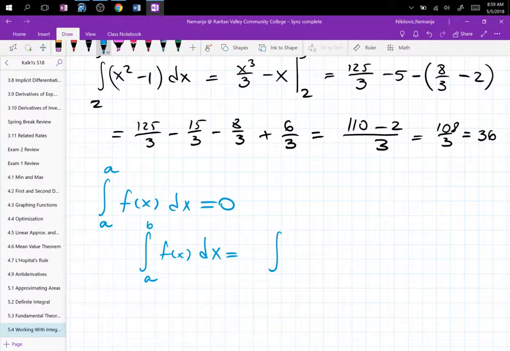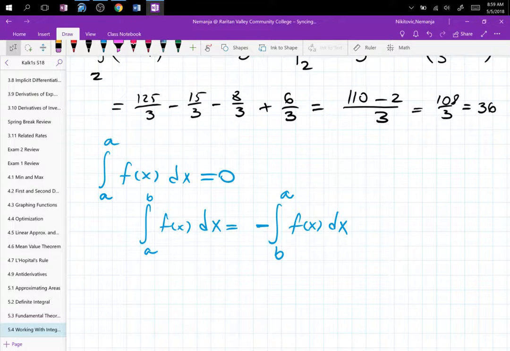So this is the integral, instead of a to b, now b to a, f of x dx, and if you want to put equal in between, you have to put a negative sign there. So in some cases, when you do substitution, which is the next section, you might end up with an integral that looks like this.